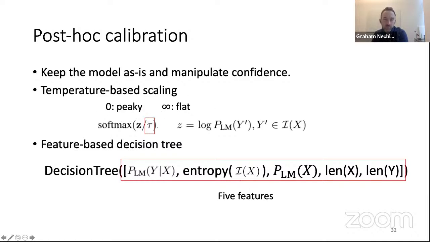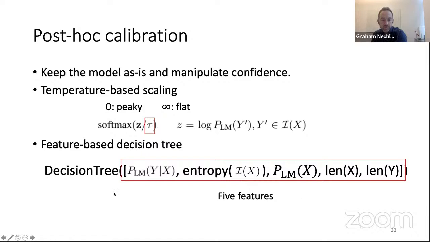lower probability things will get lower probability. On the other hand, if we make the tau larger than 1, it will make the probability distribution more flat. So it will give more probability to lower probability outputs, lower scoring outputs.